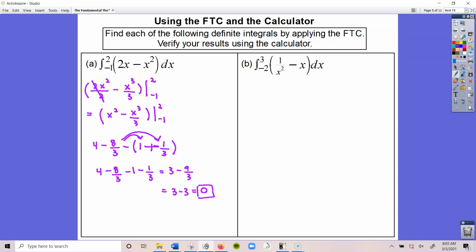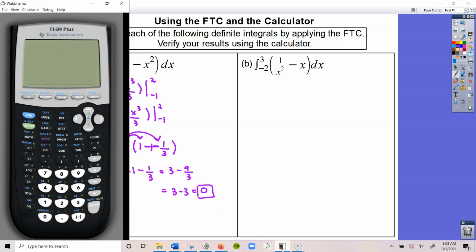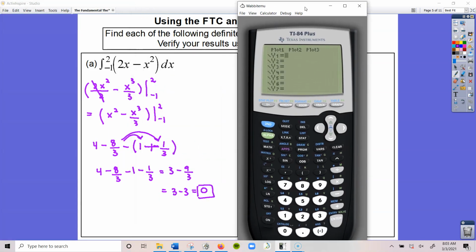So now we're going to verify that with the calculator. I'm going to go ahead and graph that function that we have here, which is the 2x minus x squared. So when you want to use the calculator to integrate, you put the actual function that you are integrating, because the calculator would do that work for you. So now I'm going to graph it.